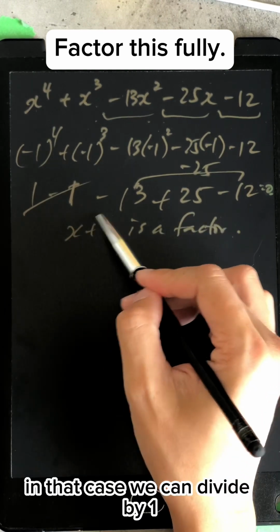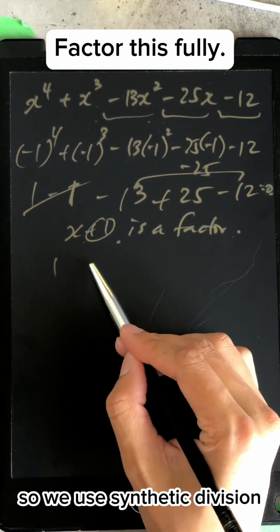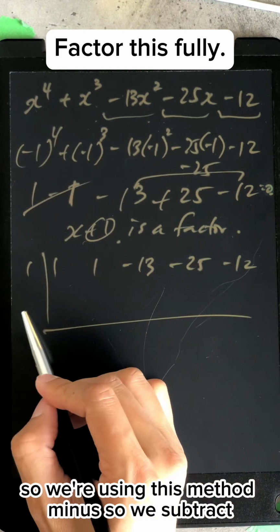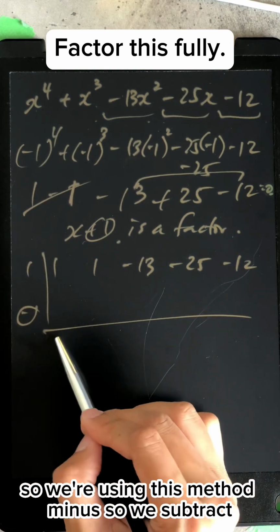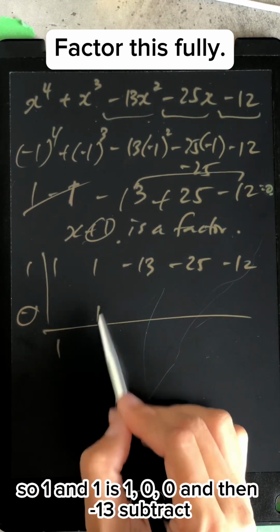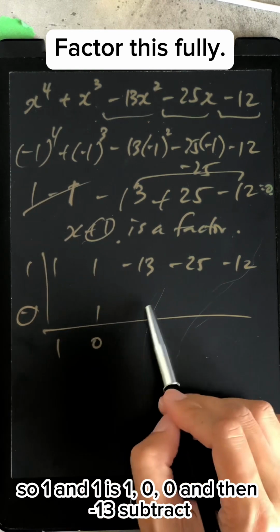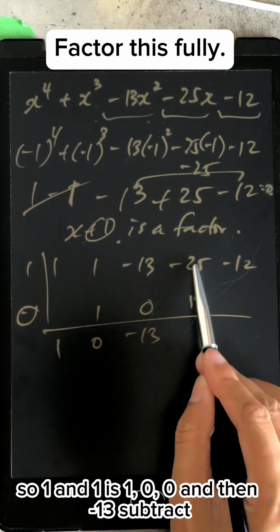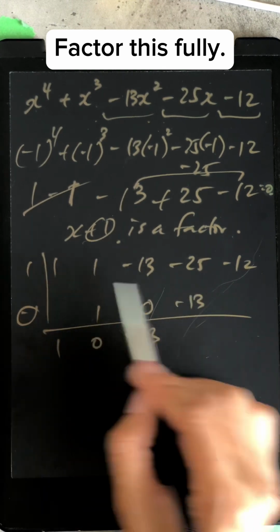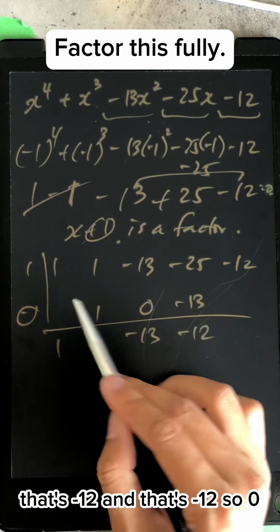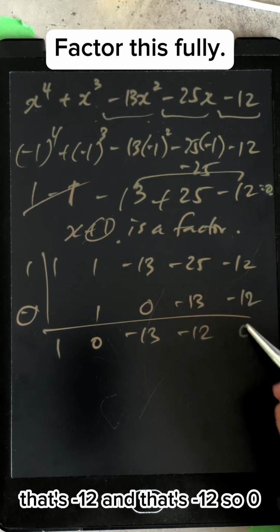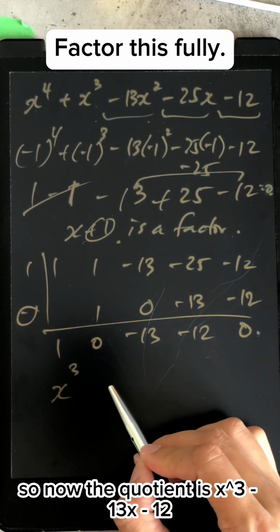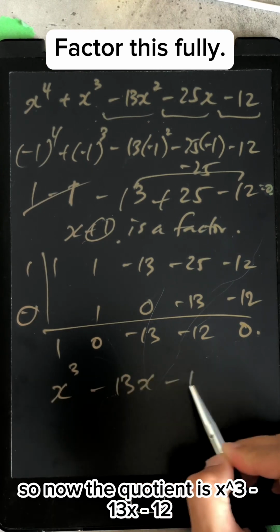In that case, we're going to divide by 1. So we're going to use synthetic division. Divide by 1. I'm going to use this method, subtract. So 1 and 1 is 1, 0, that's 0, negative 13, subtract. That's negative 12, and that's negative 12, so 0. So now the quotient is x cubed minus 13x minus 12.